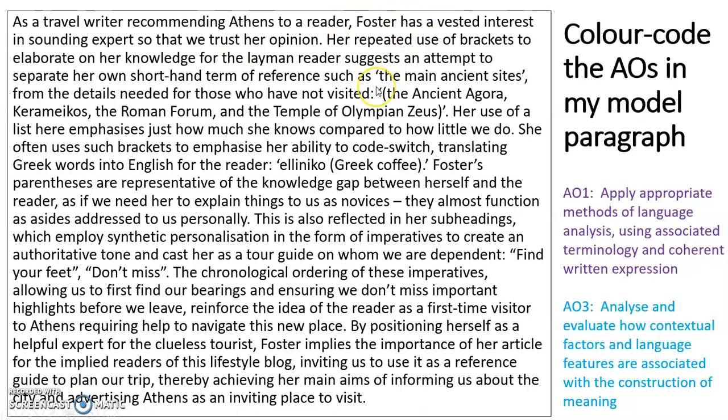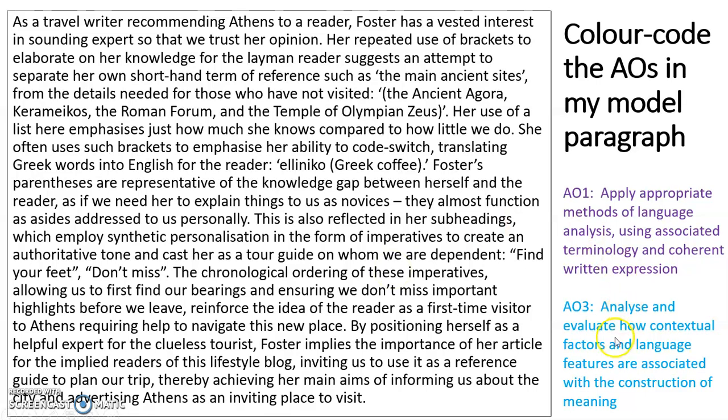So I've talked about the pattern of parentheses, where she's basically talking to the kind of layman in the parentheses and then using her own kind of expert terminology, her kind of Greek knowledge outside the parentheses. And then I've linked that to the fact that she casts herself as a kind of tour guide through those subheadings. Okay, so I've found two patterns. I've linked those two patterns together. I've really tried to challenge myself.